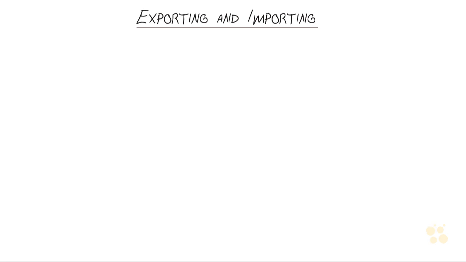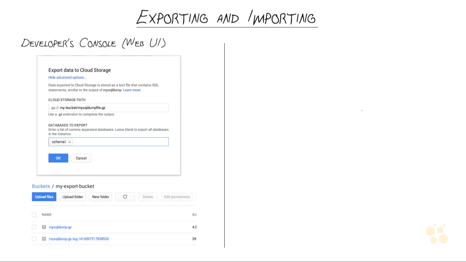Of course, executing these imports and exports is a very easy thing to do. If you want to use the Developers Console, the web user interface, all you need to do is navigate up to your instance, choose the Export option off the top of the instance dashboard, or the Import option. They're both essentially the same, and you'll get a little dialog box here. And all you need to do is indicate the cloud storage path that you want to write that export out to. And notice if you include the .gz extension on that file name in that cloud storage path, it will automatically gzip it up for you.